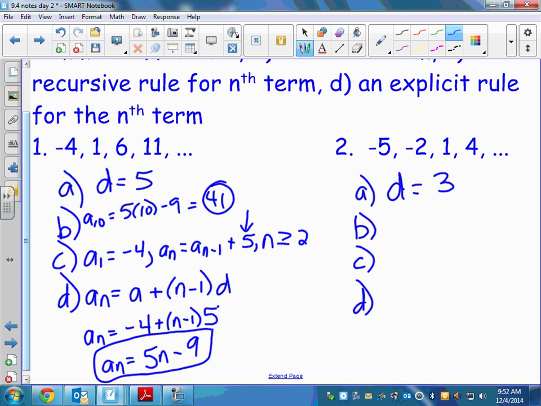On the recursive one, make sure you put the first term, right? So you really should say a1 equals negative 5. Then you can say a sub n equals a sub n minus 1 plus 3, which just says add 3 to get the next one, for n greater than or equal to 2. And again, it's just one of those things that you have to remember.